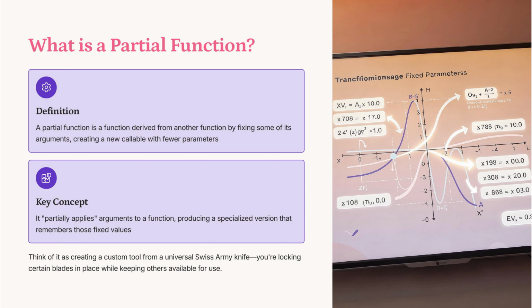A partial function is derived by fixing some arguments of an existing function, creating a new callable with fewer parameters. It partially applies arguments, producing a specialized version that remembers these fixed values. Imagine it as customizing a Swiss Army knife, locking certain blades while keeping others available.